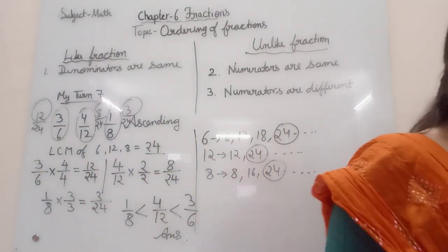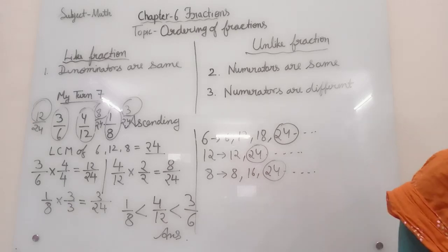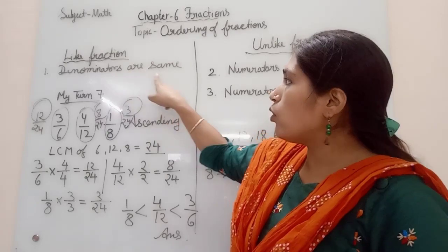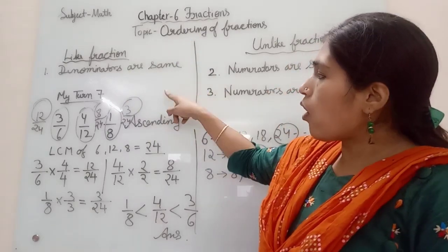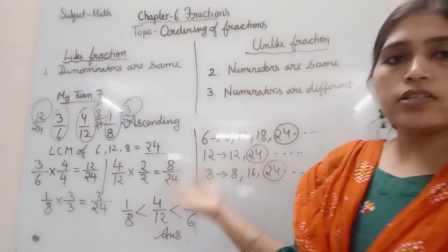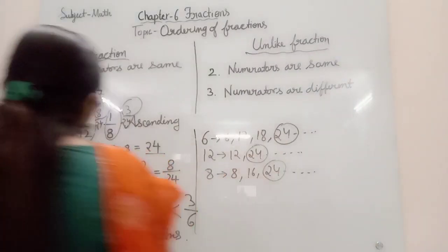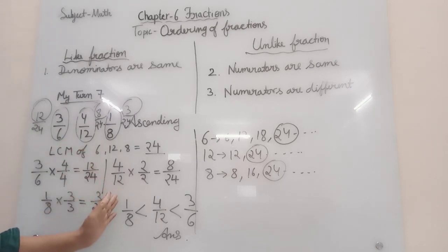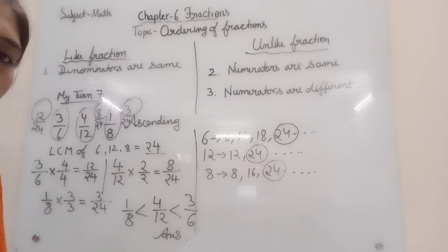So my turn 6 also, my turn 7 also, these are based on only these three rules. Ordering of fractions, if you are doing the comparison of fractions, this is also called comparison of fractions. Comparison means you have to tell which is the smaller one and which is the bigger one. And in ordering of fractions, they will ask you to arrange them in ascending or descending order.